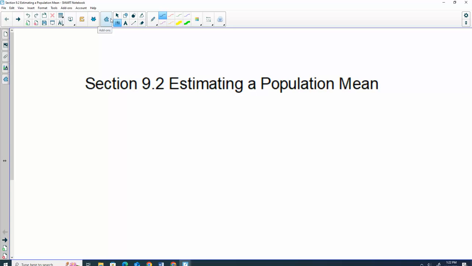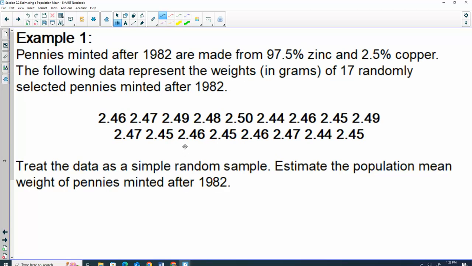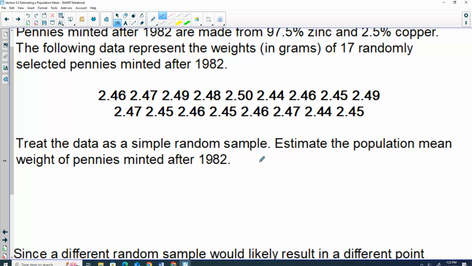So, I want to talk about a population mean for a second. Pennies minted after 1982 are made from 97.5% zinc and 2.5% copper. The following data represents the weight of 17 randomly selected pennies minted after 1982. So treat the data as a simple random sample. Estimate the population mean weight of pennies minted after 1982.